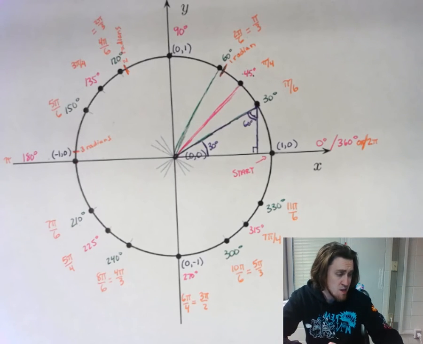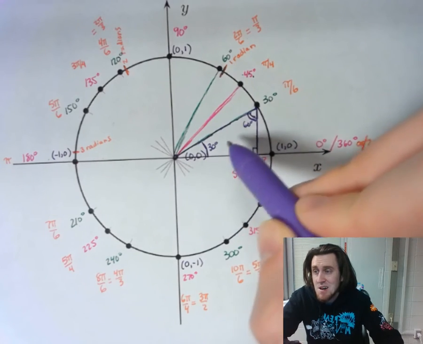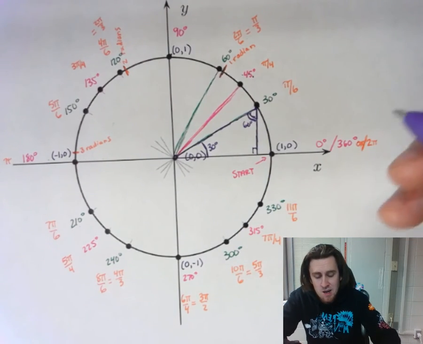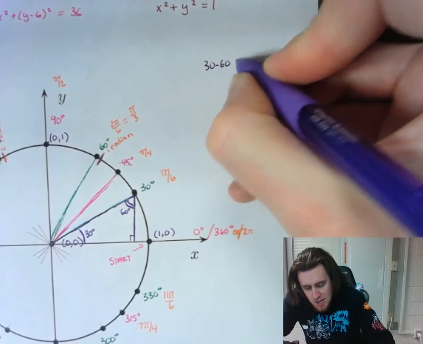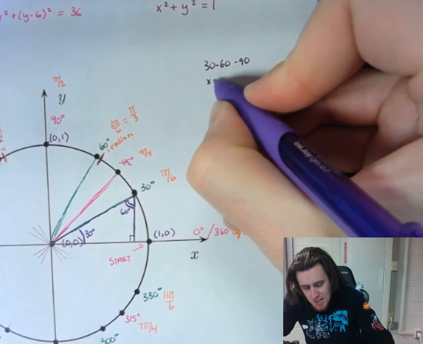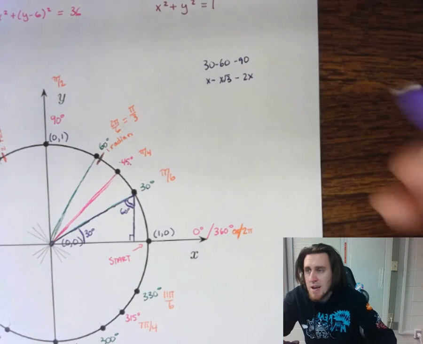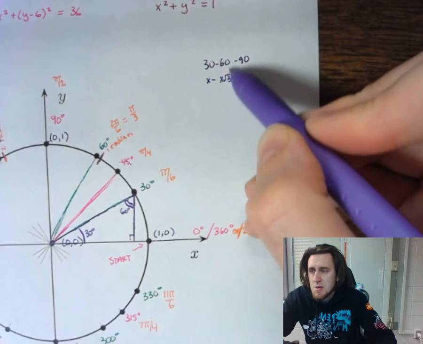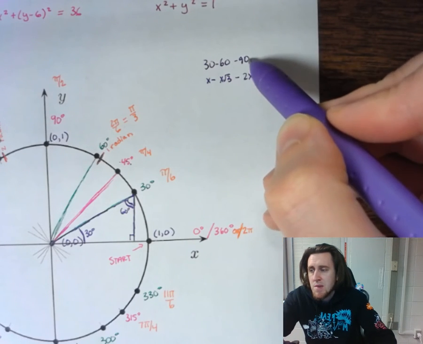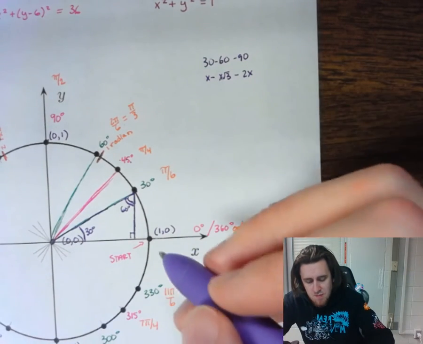In geometry, you should have learned that there are sides that go along with the 30, 60, 90. I'm going to write them up here. 30, 60, 90 has sides that are x, x root 3, and 2x in that order. So the side that's across from the 30 is our x, the side that's across from the 60 is our x root 3, and the side across from the 90 is our 2x. Okay.